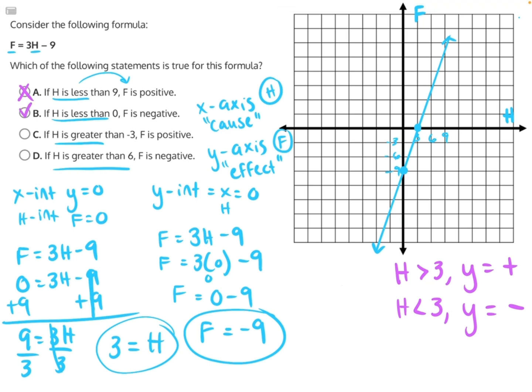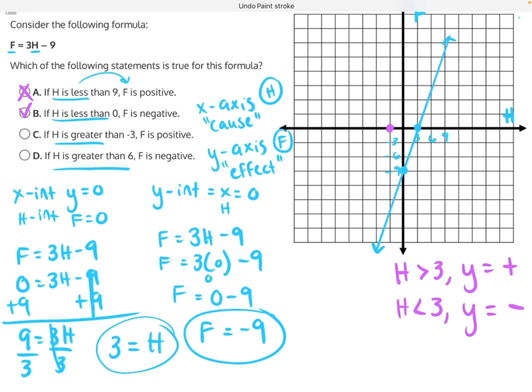C, if h is greater than negative 3, which would be right here, then f is positive. Well, if we found that point on the graph, which would be right here, and then we went greater than to the right, we would see that all of these values are negative until we pass h equals 3, and then they become positive. But they're not positive the entire time, making C incorrect.